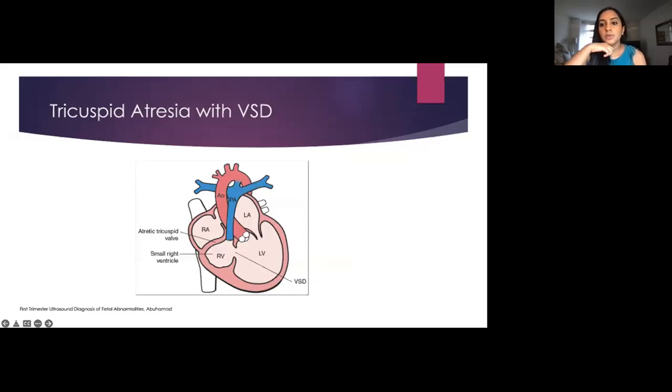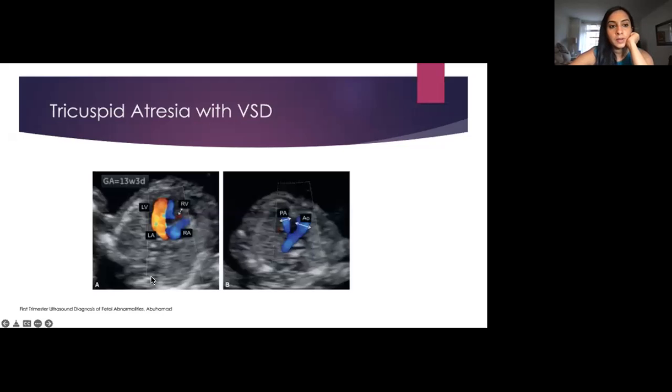So tricuspid atresia with a VSD is characterized by the absence of the right AV connection, and this results in lack of communication between the right atrium and the right ventricle. A VSD, typically perimembranous, is always present, and the size of the right ventricle is related to the size of the VSD. A large intra-atrial communication in the form of a patent foramen ovale or an atrial septal defect is necessary because you have this obstructed tricuspid valve.